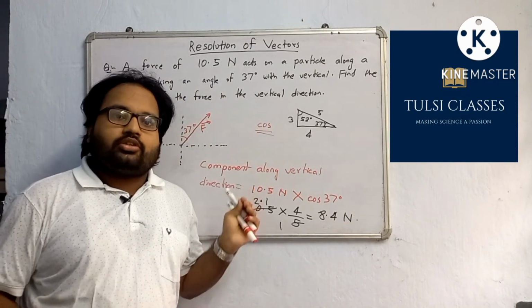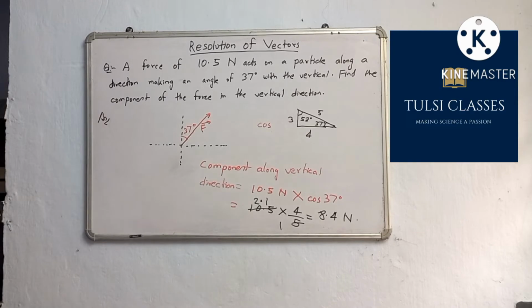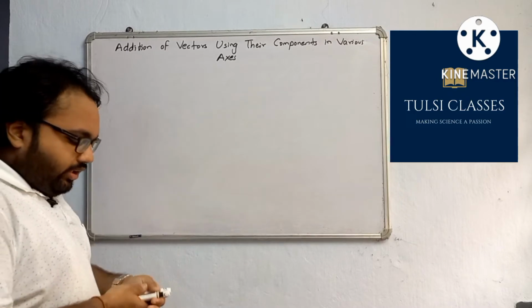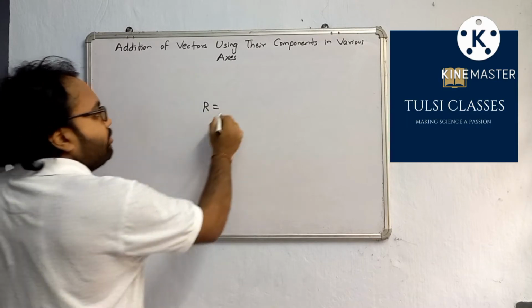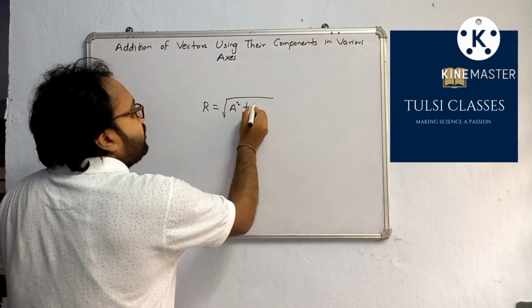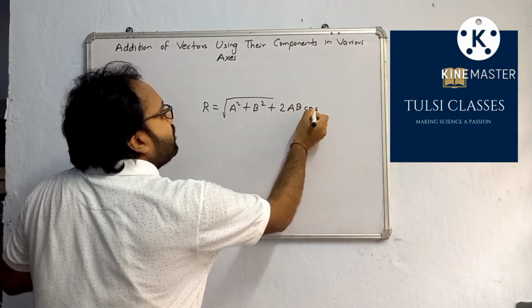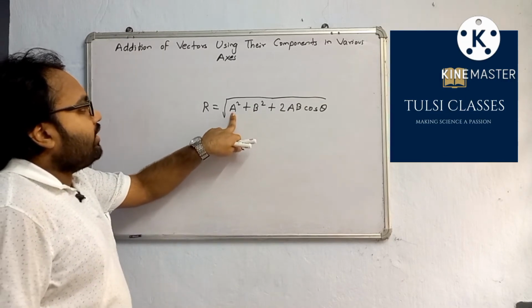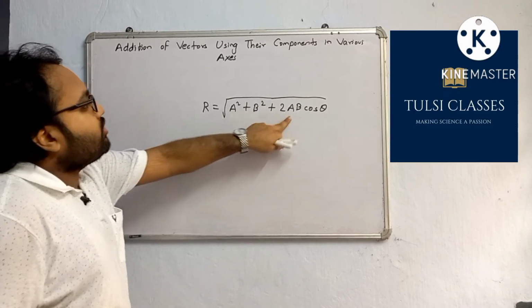In this way, you can use the concept. Now let us move to our next concept that I am writing on the board: addition of vectors using their components in various axes. Till now we have learned that the magnitude of the resultant of two vectors A and B is given by the square root of A square plus B square plus 2AB cos theta, where theta is the angle between vectors A and B.